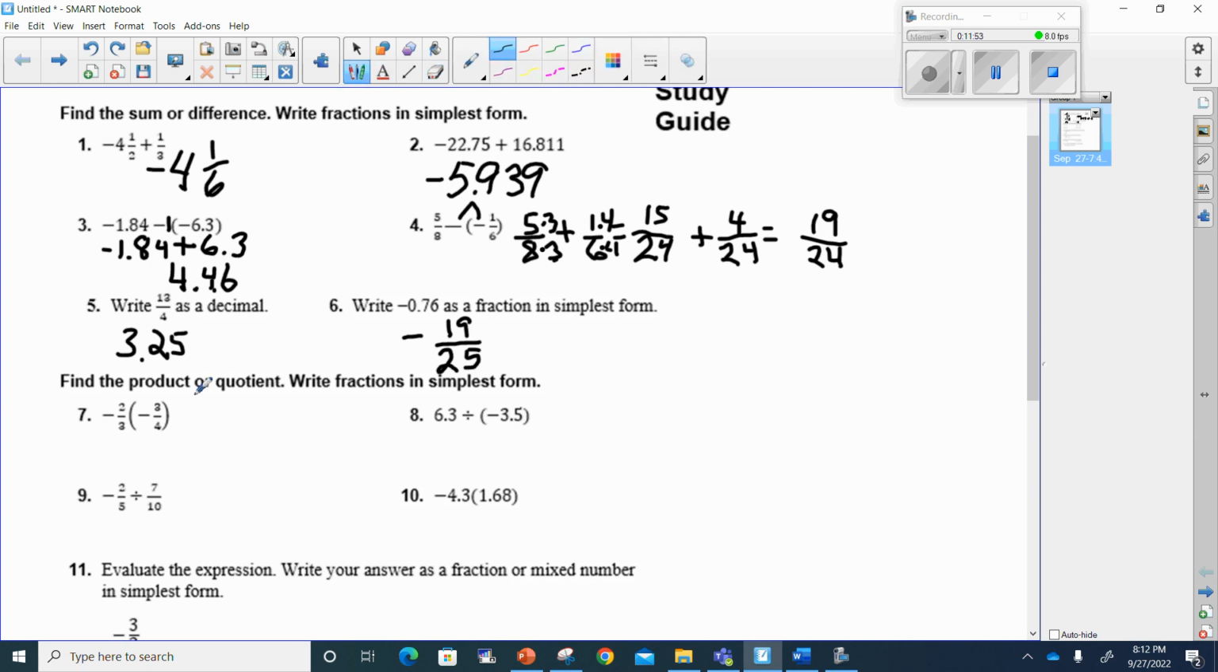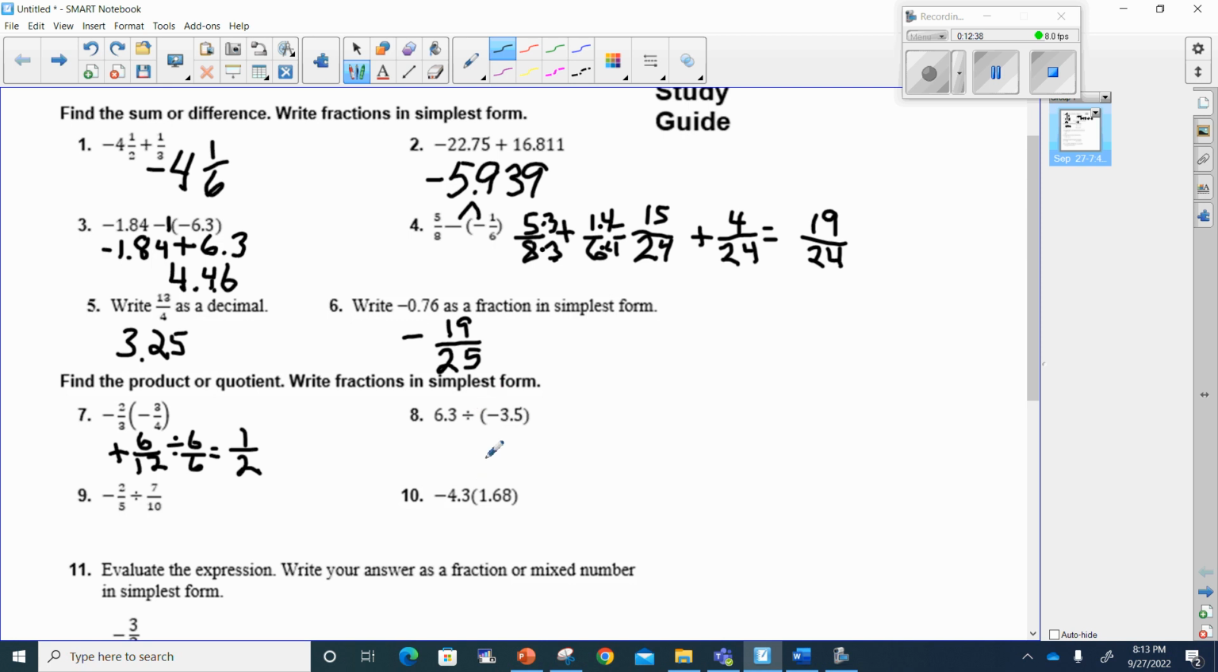All right, let's go to number 7. Find the product or quotient. This time we're multiplying these numbers. A negative times a negative is a positive. And now we have 2 times 3, right? That's going to be a 6. And we have 3 times 4, that's going to be 12. I know 6 and 12 are divisible by 6. So I'm going to divide this by 6 over 6. 6 divided by 6 is 1. 12 divided by 6 is 2. So my answer has to be 1/2.